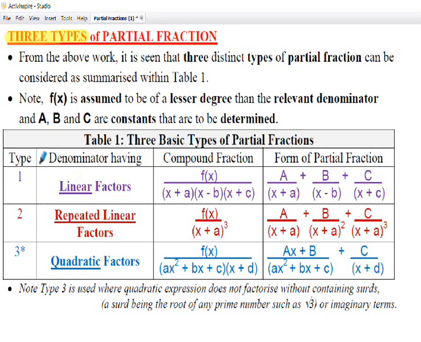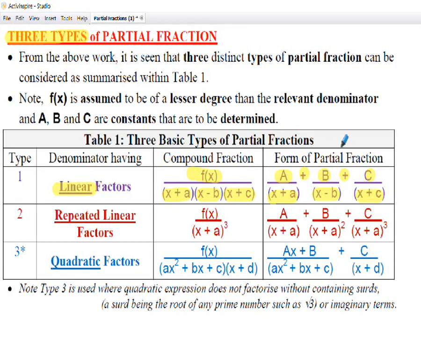If I take linear factors, the form is a function of x over, and these are linear terms here, an x plus a in a bracket, an x minus b, and an x plus c. It's a generic expression for us there, but it shows the format here. So all the terms are linear factors on the bottom. The solution format in partial fractions form would be written as a constant, over x plus a, in this case, plus b over x minus b, plus c over x plus c.